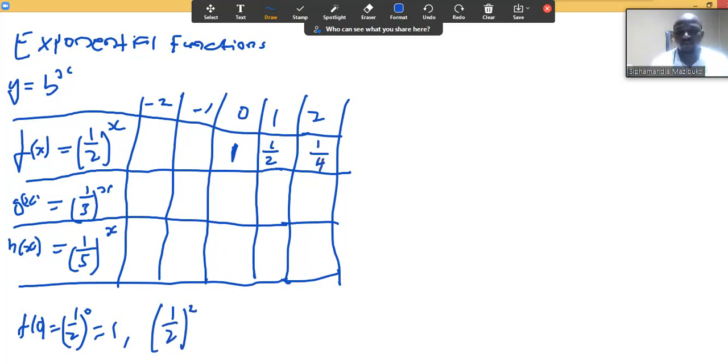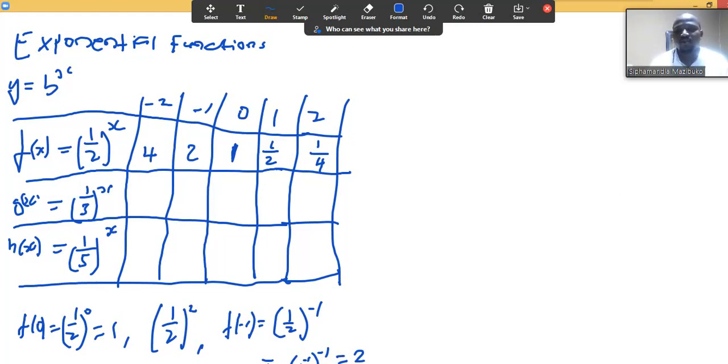Suppose now our x is equal to minus 1. Then f at minus 1 is 1 over 2 to the power minus 1, and this is the same as 2 to the power 1, so this would simply be 2. You can put this in the calculator to see. So it will be 2, and obviously this one would be 4. You can follow the same procedure, or you can put it on the calculator.